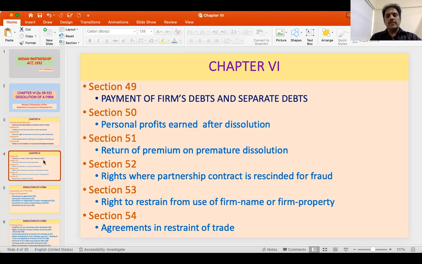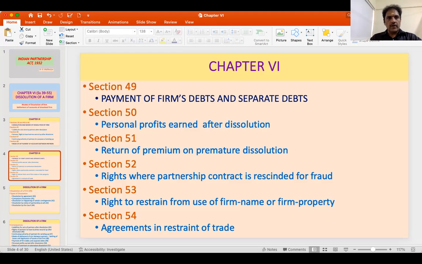Then section 52 talks about rights where partnership contract is rescinded for fraud. As I told you, the essential elements of a contract are applicable to the contract of partnership also. So where the partnership itself has been created by a fraud, then it can be rescinded, and what are the consequences that flow from it is what is provided for in section 52.